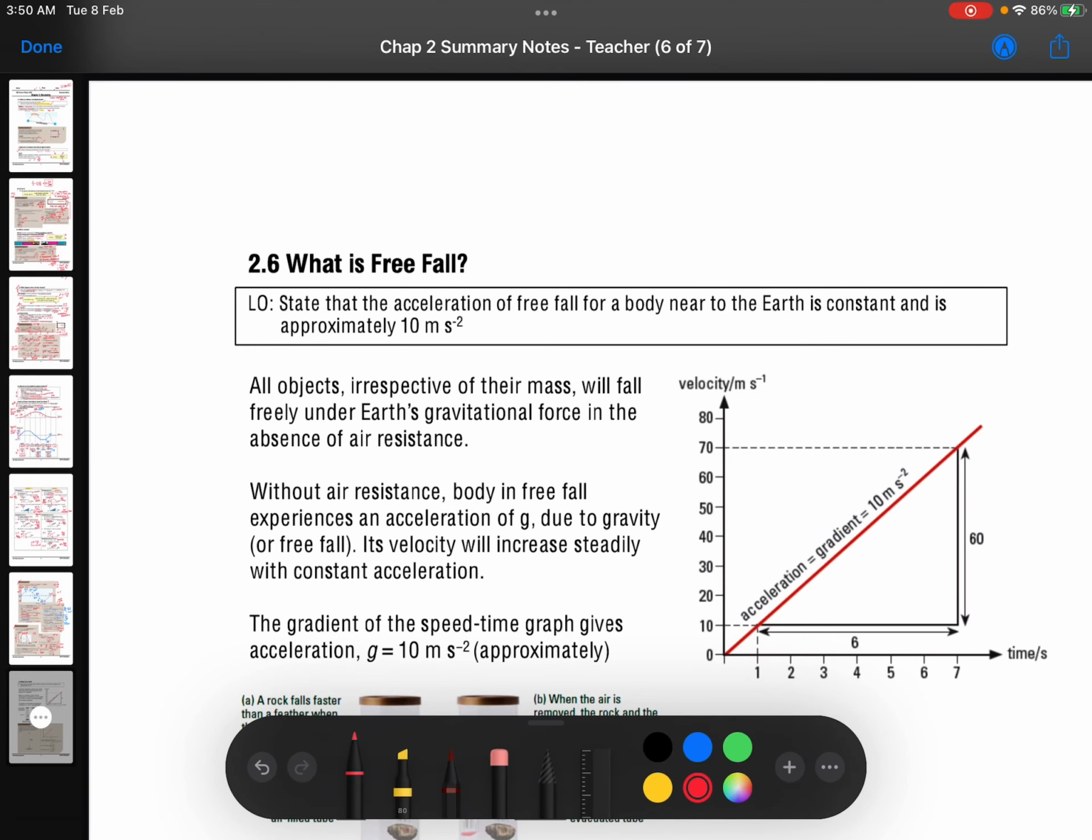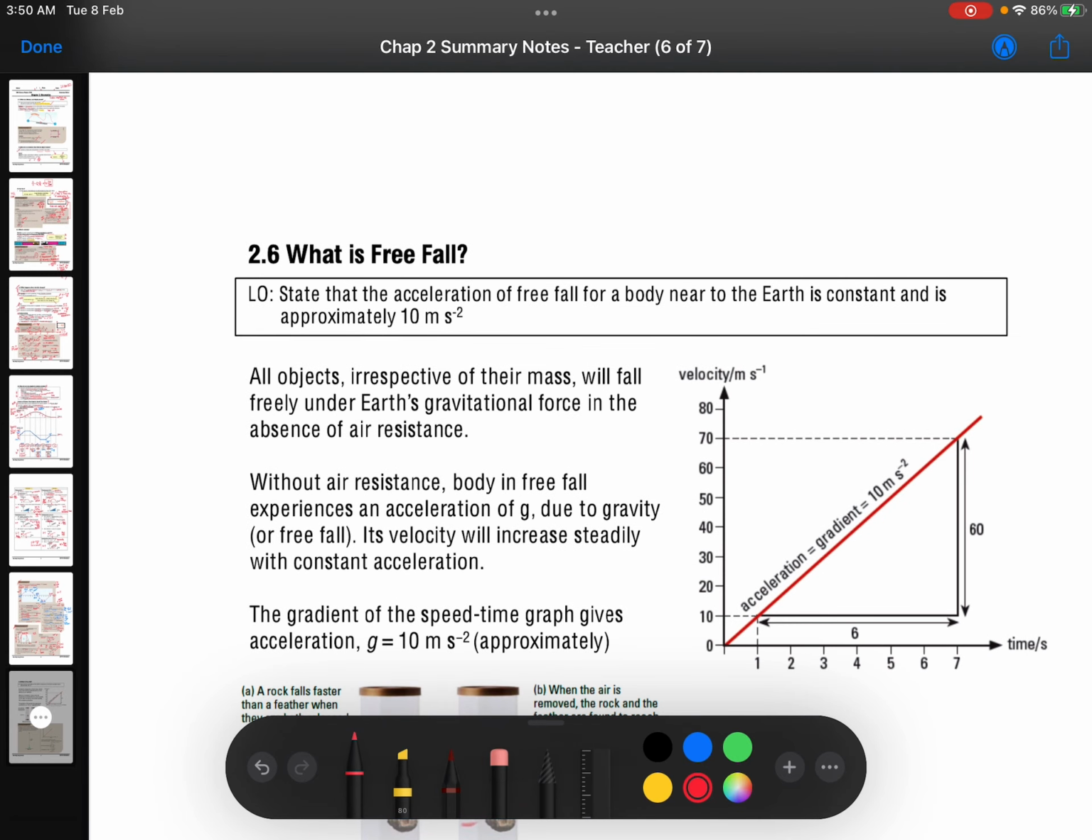Okay, so guys, now this is the video on section 2.6. So what we're going to cover is what is free fall. So lesson outcomes is this.